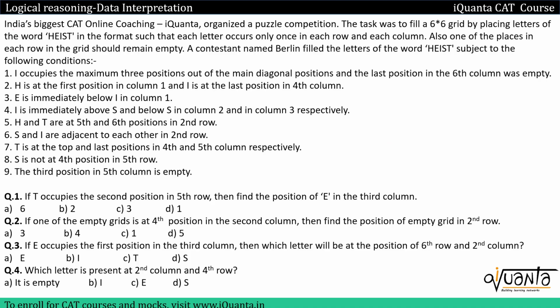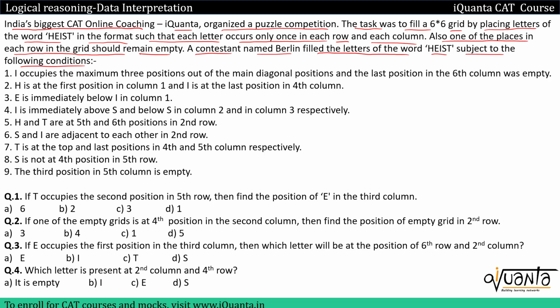So the question is, India's biggest CAT online coaching iQuanta organized a puzzle competition. The task was to fill a 6x6 grid by placing letters of the word heist in the format such that each letter occurs only once in each row and each column. Also, one of the places in each row in the grid should remain empty. A contestant named Berlin filled the letters of the word heist subject to the following conditions.